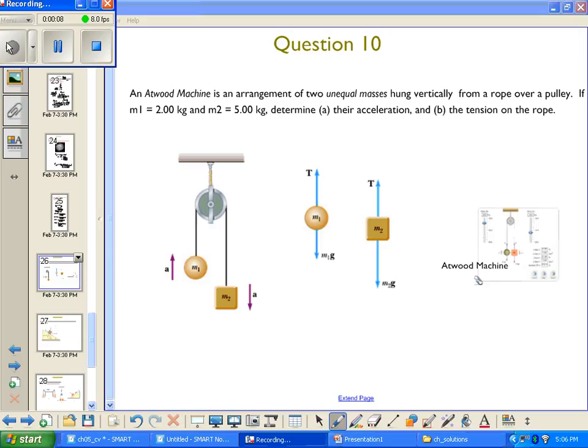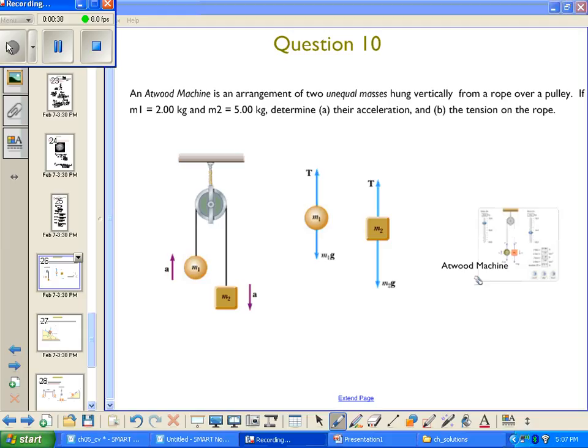Question 10 states the following. An Atwood machine is an arrangement of two unequal masses hung vertically from a rope over a pulley. If M1 is given to us as 2 kilograms and M2 is 5 kilograms, determine the acceleration of the masses and the tension on the single rope that passes by the pulley.